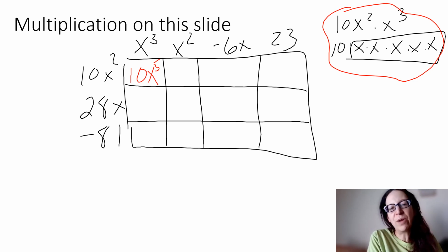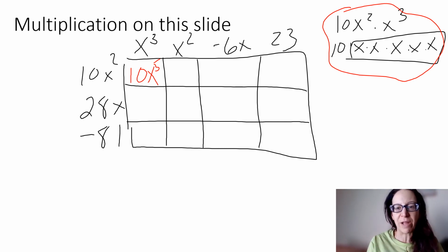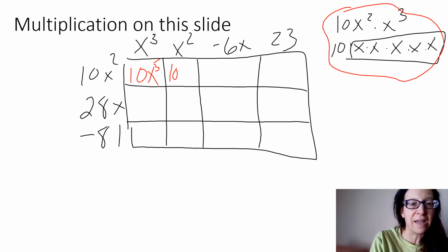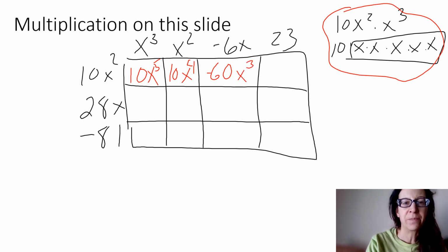Going over to the next one, we have x squared times x squared. Well, if you have 2 x's and then you multiply 2 more x's in, you end up with 4 x's. So this would be 10x to the 4th. 10 times negative 6 is negative 60. And this gets into a little bit more comfortable territory. X squared times x, that gives you 3 x's. And then this is lovely. 10 times 23 is 230. And that is x squared.